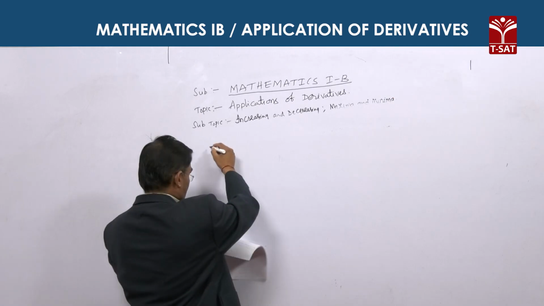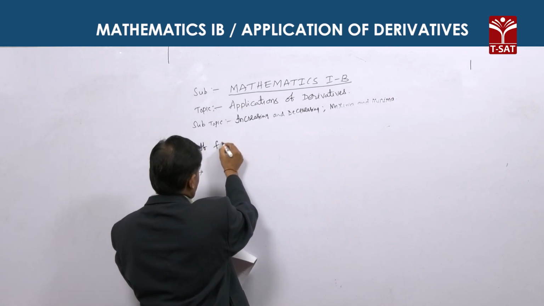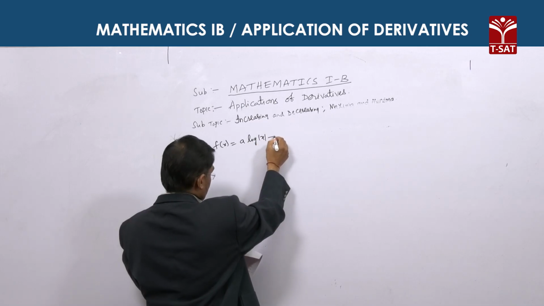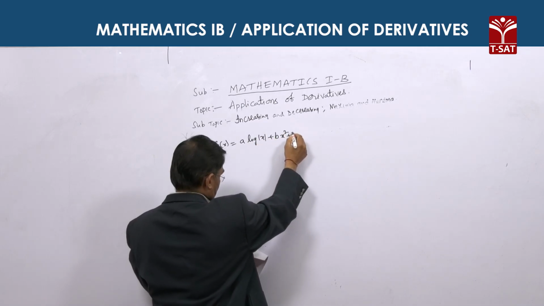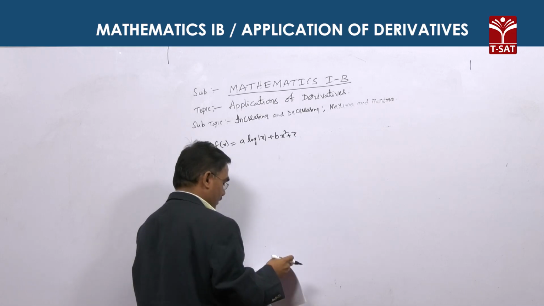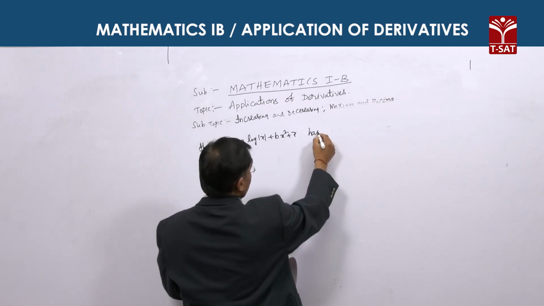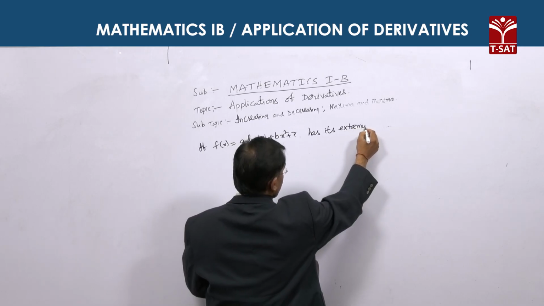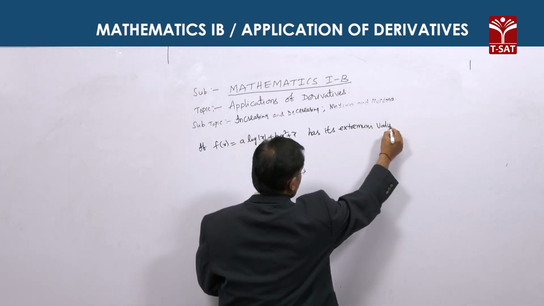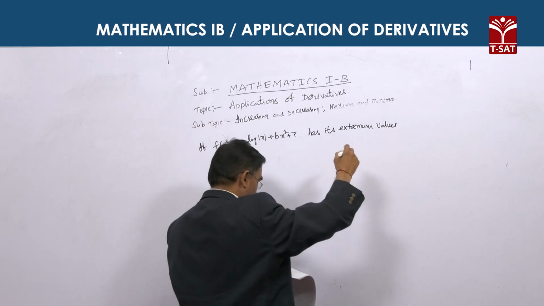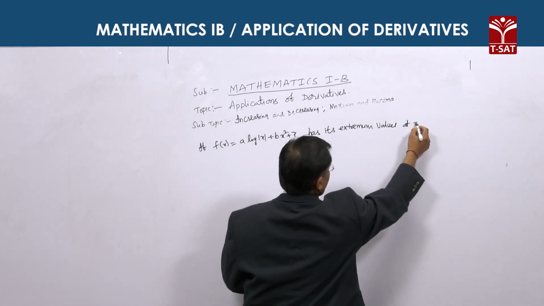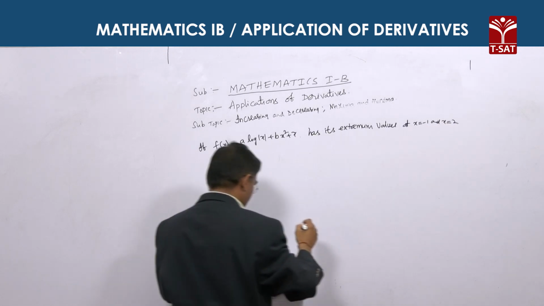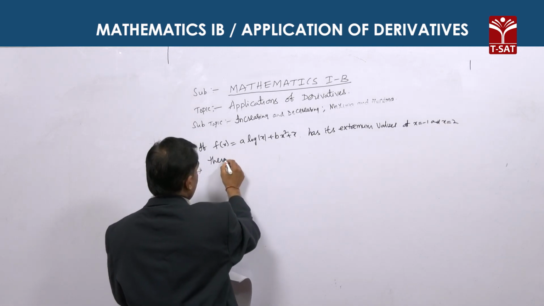Next problem: if f of x is equal to a log x plus b x square plus x has its extreme values at x equal to minus 1 and at x equal to 2, then what are the a comma b values?